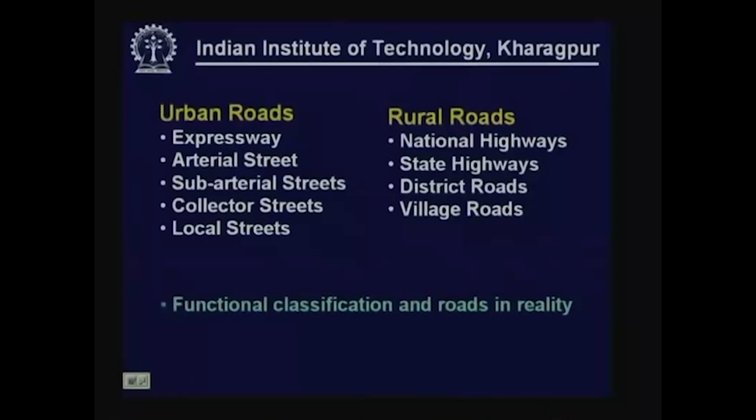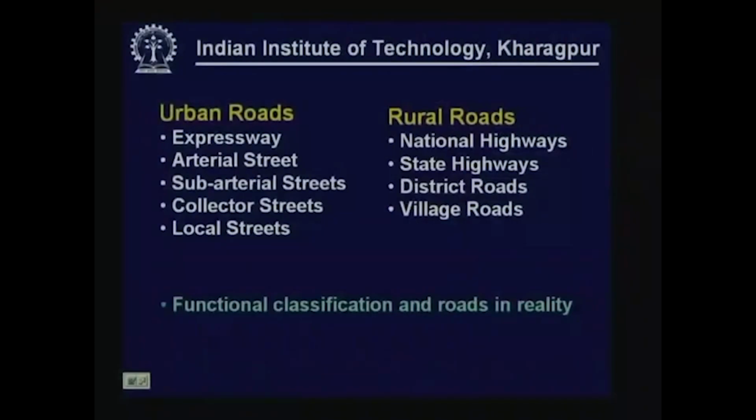Local streets collect traffic, and finally this traffic merges at collector streets. So, they are called collector streets. They are collecting traffic from the local streets and then giving the traffic a way to go to a further higher category of road, the subarterial street and arterial street. Similarly, for the rural highways, national highways are the highest category of road, then state highways, then district roads, which are again classified as major district roads, minor district roads, and then finally village roads.